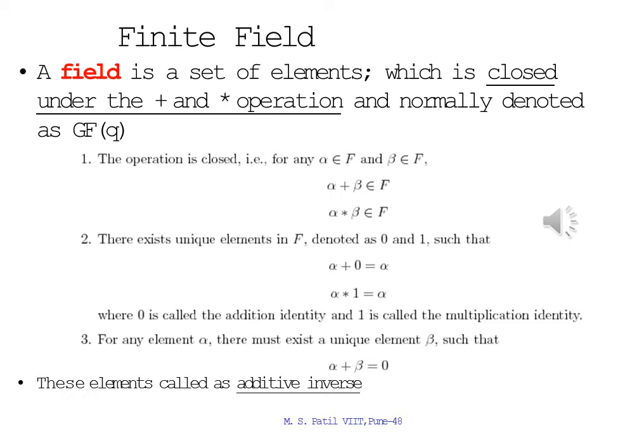Now for every element alpha, there exists another element beta such that alpha plus beta is equal to 0. So when two elements added together make the result 0, we call them additive inverses. So here alpha and beta are additive inverses of each other. So for every element alpha, there must be some element beta which is its additive inverse, and it's a part of the field. So this is one more requirement of the field.